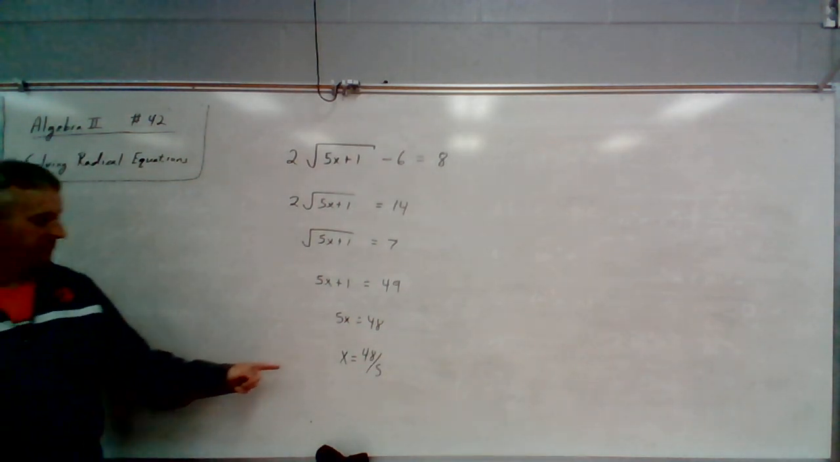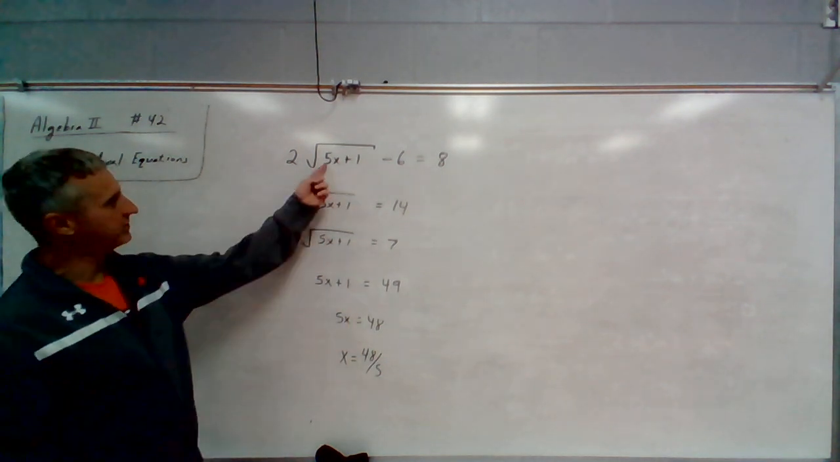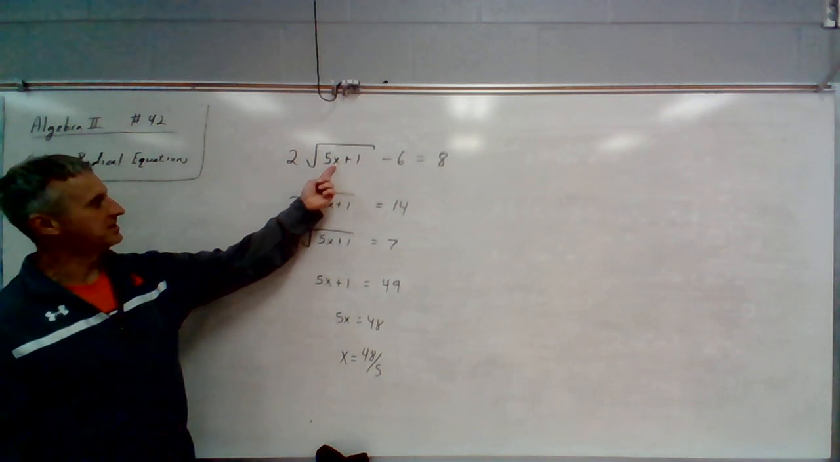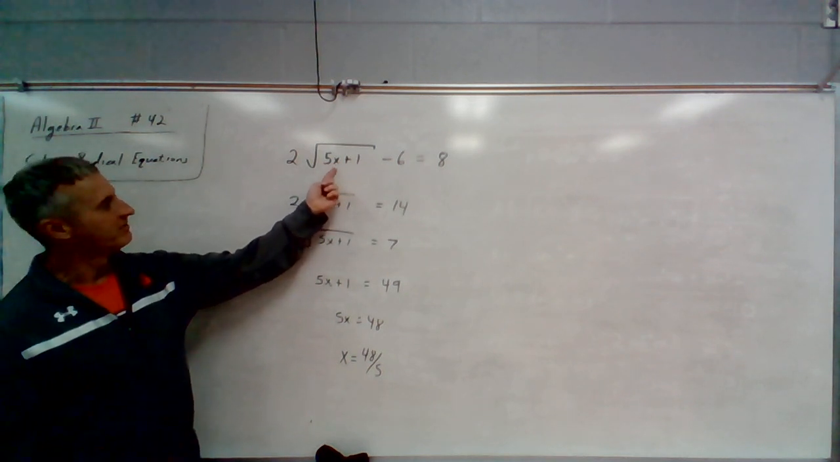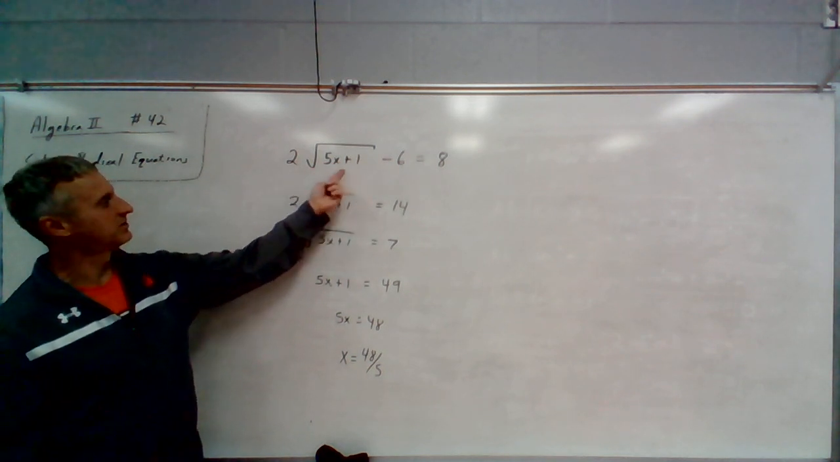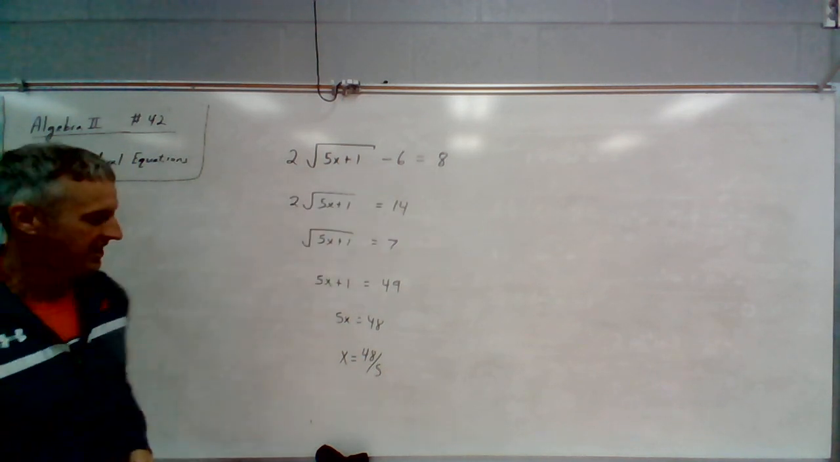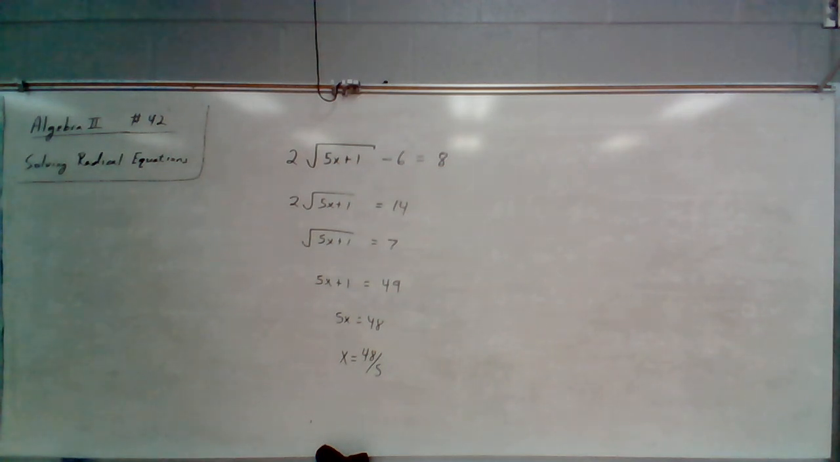All right, let's check and make sure that's really the solution. So if I put 48 over 5 in for x, 5 times 48 divided by 5 will just be 48. 48 plus 1 is 49. Square root of 49 is 7. 2 times 7 is 14. 14 minus 6 really is 8, so we know we got the correct answer.